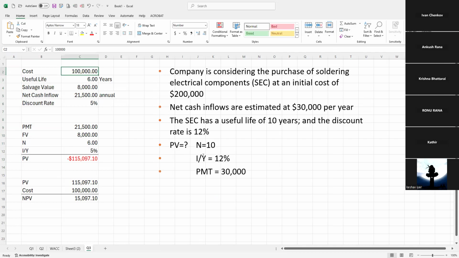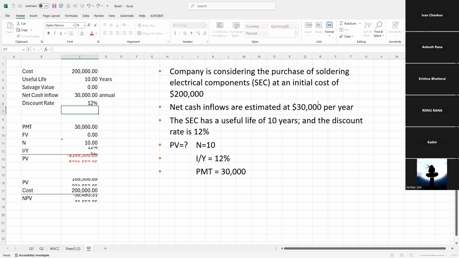So what do we have? We have cost, which is 200,000, correct? How many years? 10 years. Salvage value. Do we have a salvage value? I don't see a salvage value. Do you? No. Let's change this one. Go to 10 years. What's the cash flow that we're going to get every year? 30,000. What's the discount rate that we want? 12%. We want a 12% return.